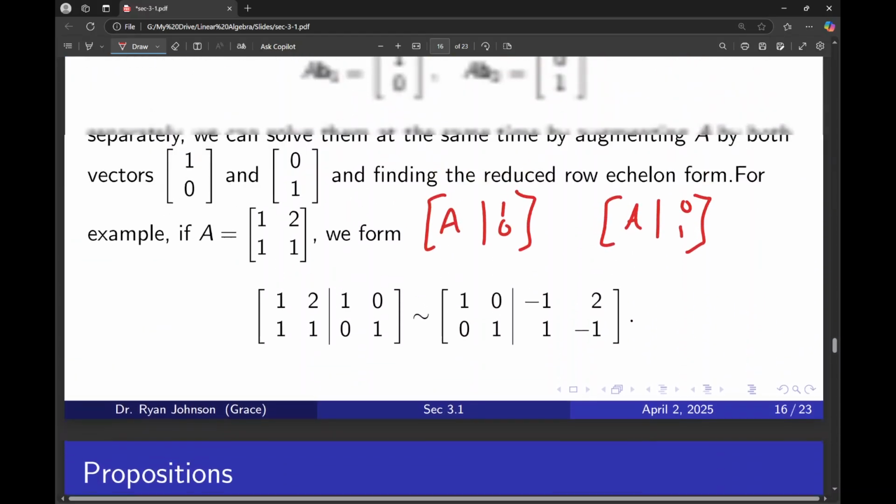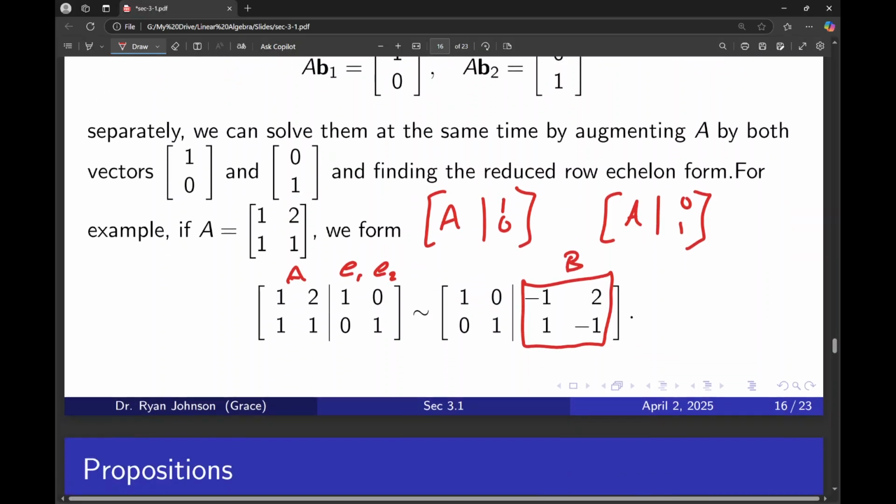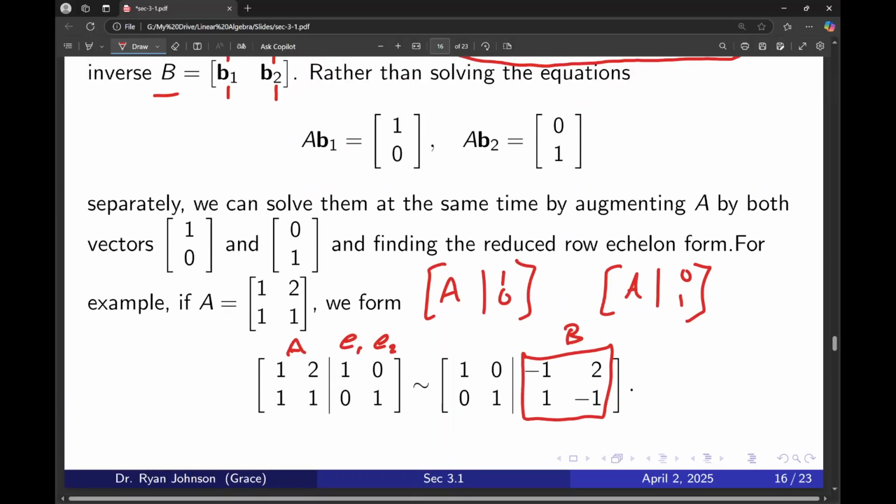And so a shortcut is that you just augment both of them at the same time. So here's A, and then I augment E1 there and E2 there, and then do Gauss-Jordan elimination all at once, and then this makes B. B is then the matrix that I get once I've done Gauss-Jordan elimination of the whole thing. So it just is a shortcut. It saves you time. Plus, you get a matrix looking thing at the end.